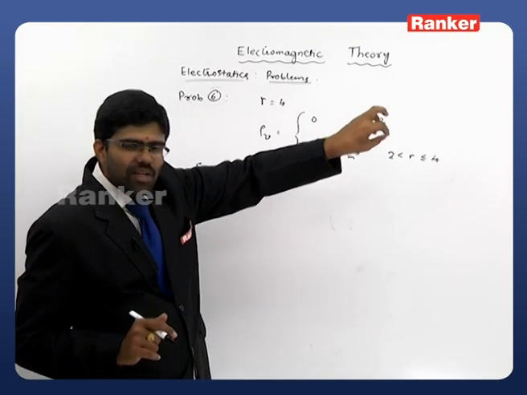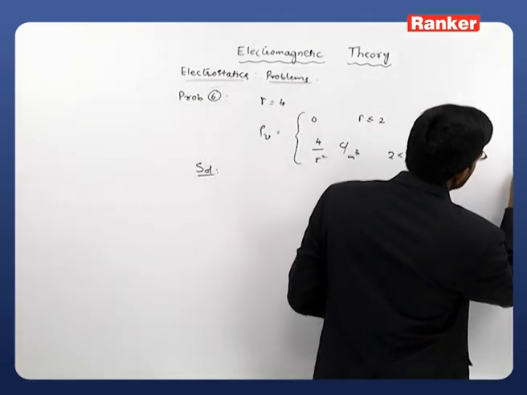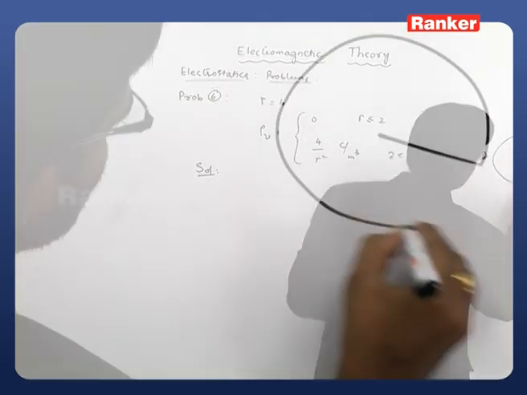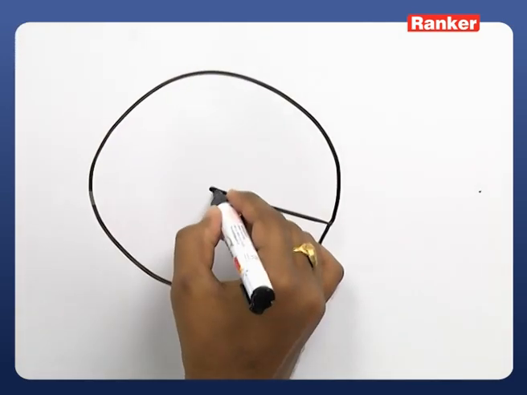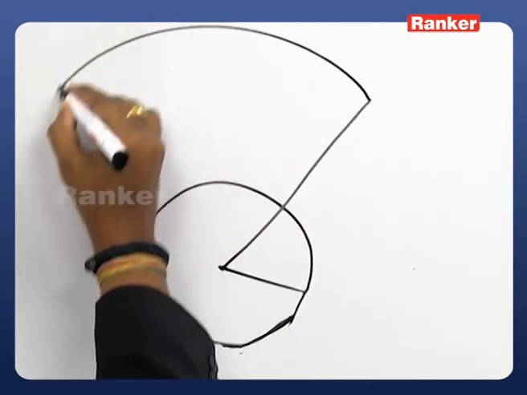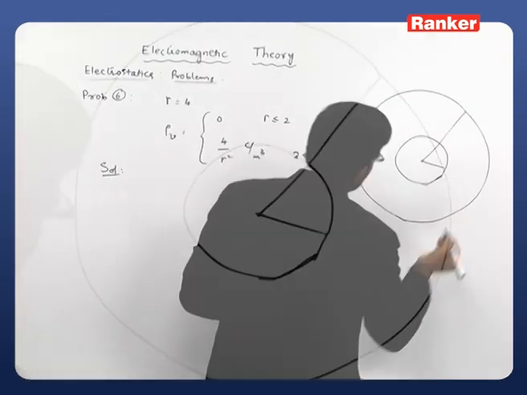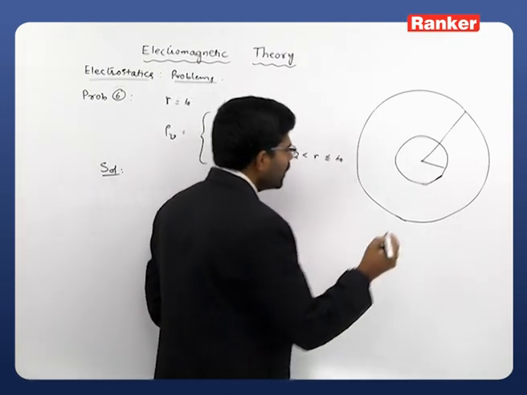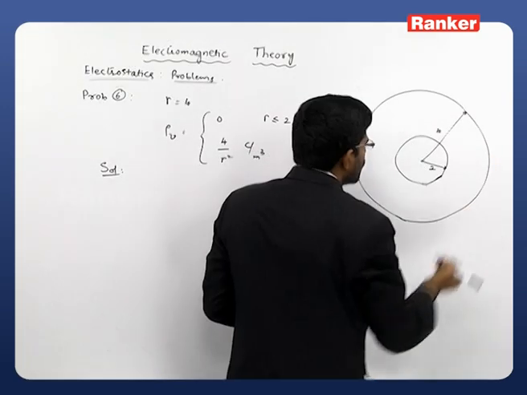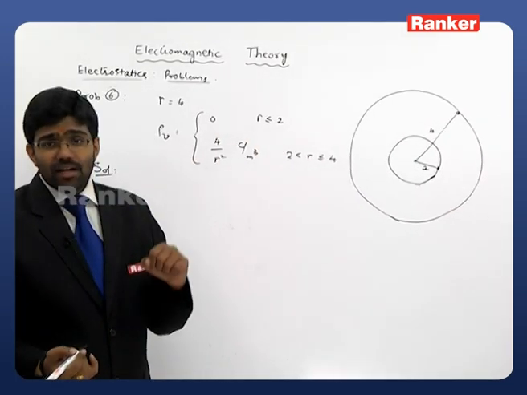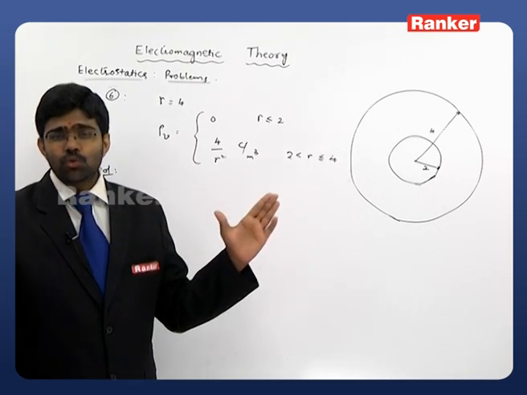So what I try to do is, once again I will draw the sphere we have with R is equal to 2. Let us take this as the R is equal to 2 sphere. Let us take this as the R is equal to 4 sphere. Now here we are supposed to calculate the electric field intensity at R is equal to 5. That radius equal to 5 we are supposed to take.